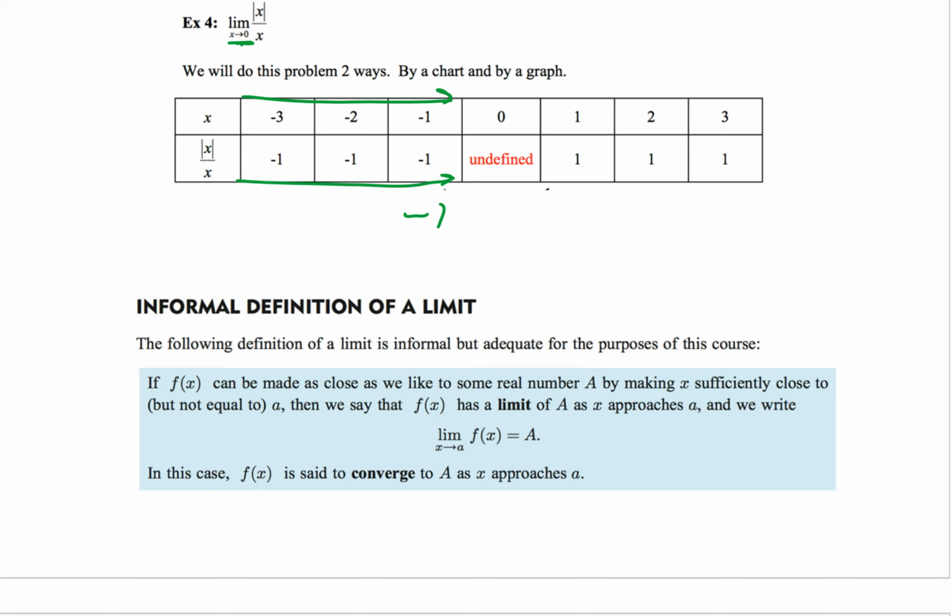Then here, as you get close to 0 from above, look what your values are. These are all positive 1. Those things don't match. So, our favorite, limit does not exist.